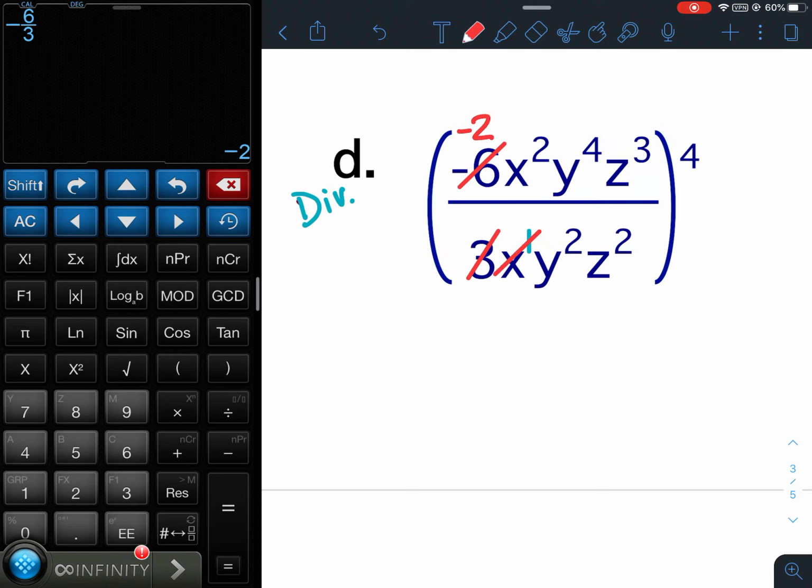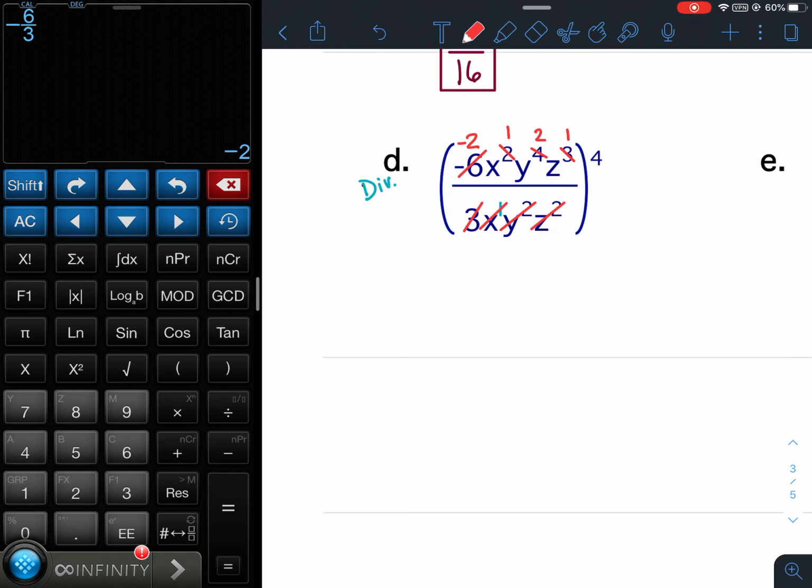X to the first has the smaller exponent. Let's cross that out. 2 minus 1 is 1. Y to the second has the smaller exponent. Completely cross it out. 4 minus 2 is 2. Z to the second has the smaller exponent, so I completely cross that term out. 3 minus 2 is 1.